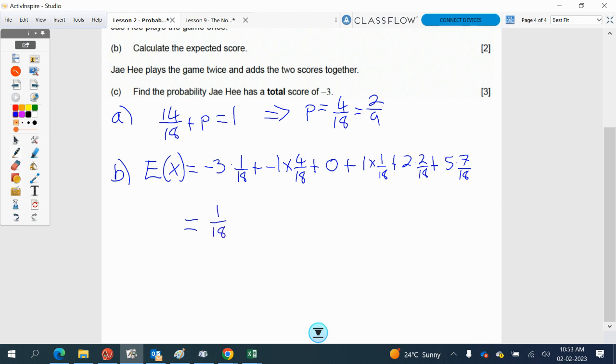It's 1 over 18. So we've got minus 3 times 1, minus 3. We've got minus 1 times 4, minus 4. We've got 0. We've got 1 times 1. We've got 2 times 2. We've got 5 times 7, 35.